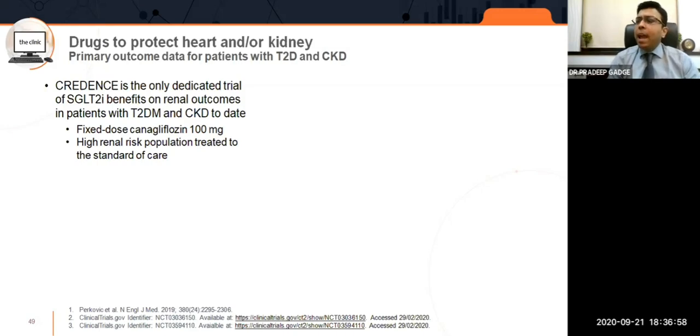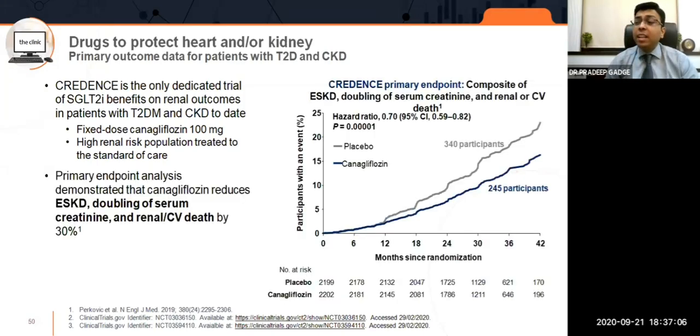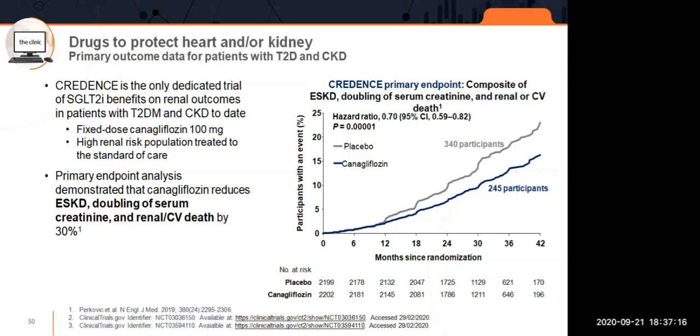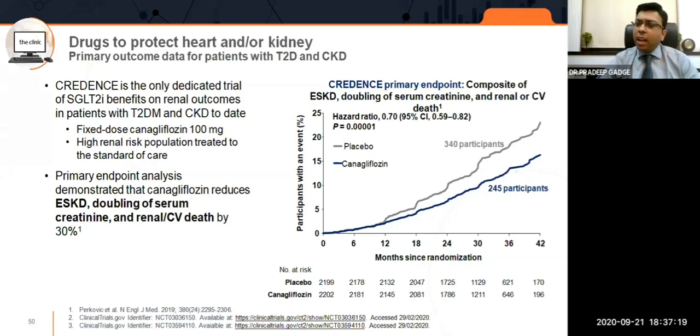So basically, the primary endpoint of this study demonstrated that canagliflozin reduces end-stage kidney disease, doubling of serum creatinine, and renal and cardiovascular death by 30%. A very, very significant reduction. You see the graph, there is a significant difference between the placebo and the canagliflozin. And as I told you, these are old slides. The DAPA-CKD trial has just been released, and that has also shown similar sort of benefits. And the EMPA-KIDNEY trial is going on, and I'm sure similar sort of results should come out of that trial as well.